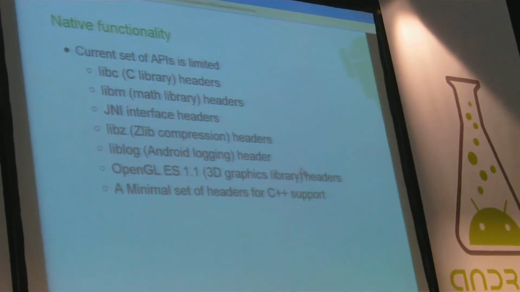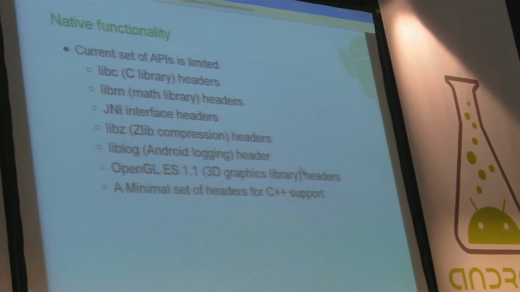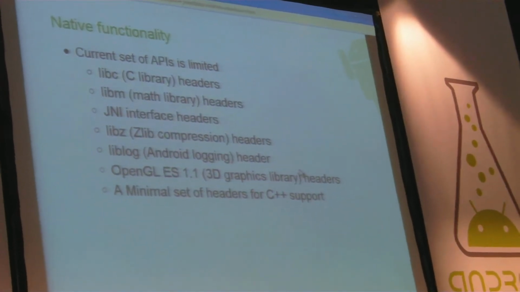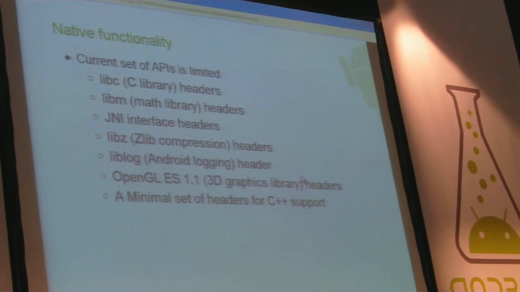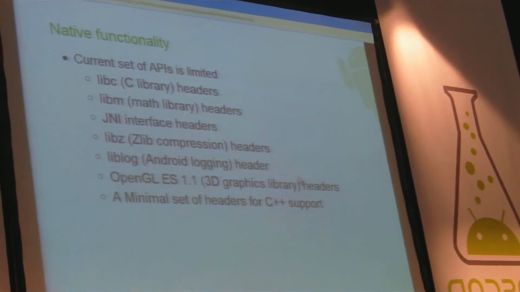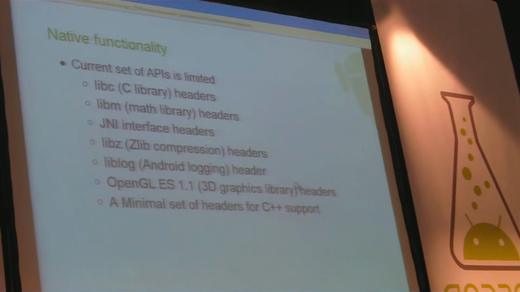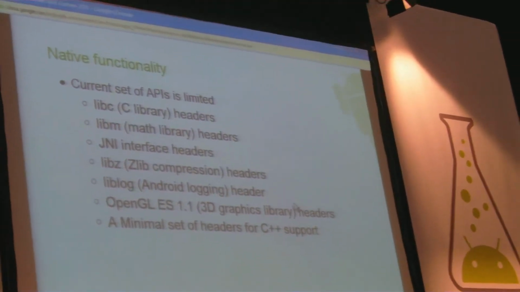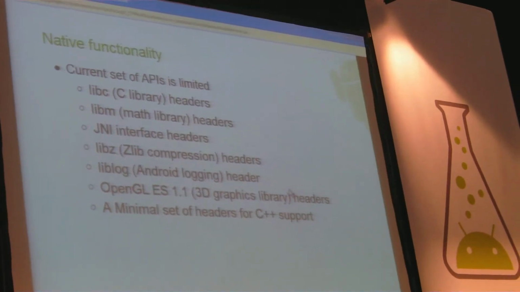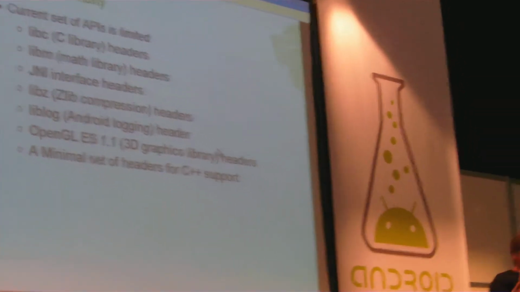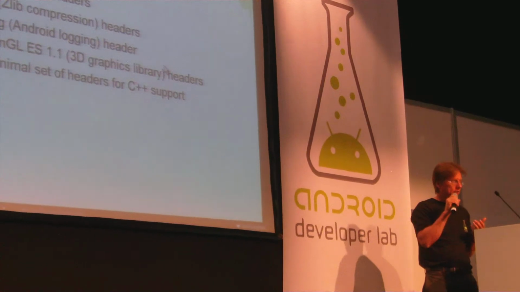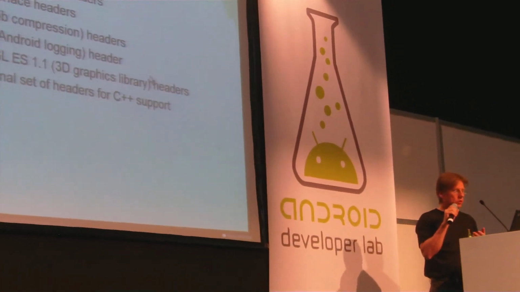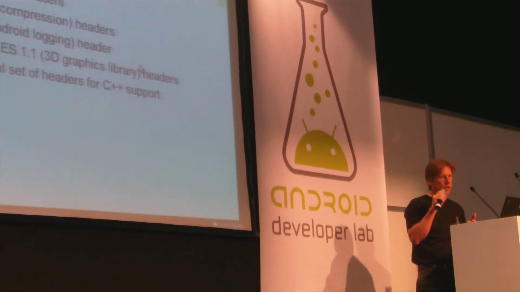When you develop on the native platform, here's a list of the standard libraries that we provide as of today. You can access most of the libc functions that you're used to, like string copy. You can even do file I/O and network activities. You can use libm, the math library, JNI, and libz for compression. Log will let you log just like you do from the SDK. And then of course OpenGL ES. We also supply some basic stubs to get you started with C++.